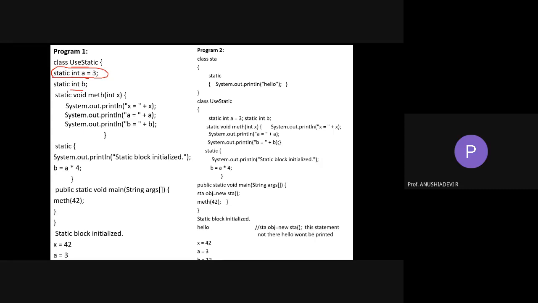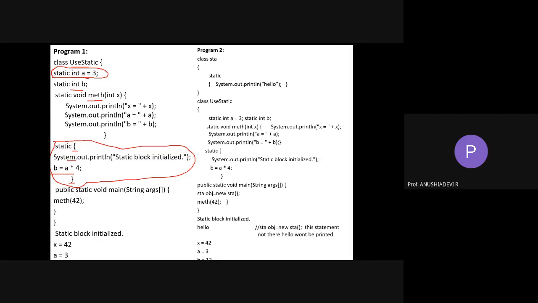And then here, two static data members, A and B. And this is a static member function, the member function name is method. And then here, a static block. How do you write a static block? Keyword static, open brace and then close brace. Within that, whatever you need, you can write within that block. So this block is called a static block.